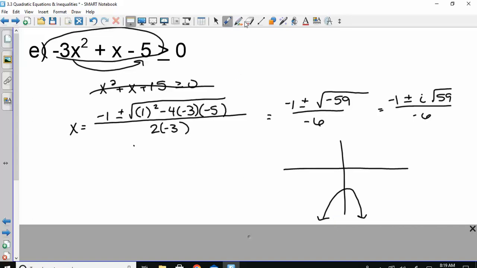Never hits the x-axis. So now let's look at the question. I want to know when it is greater than or equal to 0. So when is this thing above the x-axis? Never. No solution. Would you still be splitting our final answer into 2 parts? No, because you won't even need this in your answer. Your answer is no solution.